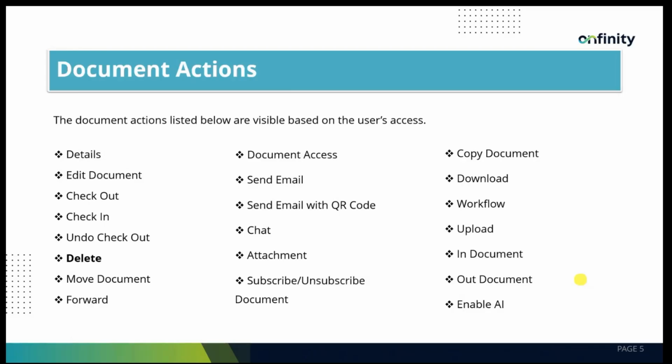Document actions. These are the list of document actions available in DMS. First, details, edit document, checkout, check-in, undo checkout, delete, move document, forward, document access, send email with QR code, chat, attachment, subscribe, unsubscribe document, copy document, download, workflow, upload, in document, out document, enable AI. These actions are visible based on the user's access. In this training video, I will cover the highlighted action.